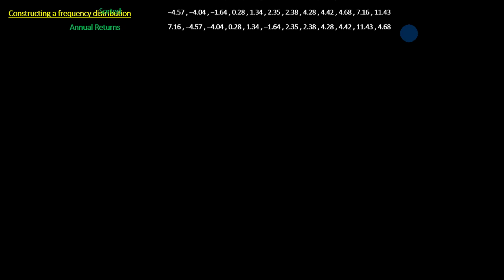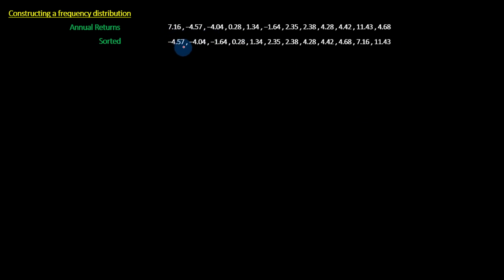the data is. So let's say you have used your holding period return formula and you came up with 12 annual returns. And these are percentages, by the way. So you have 7.16, minus 4.57, up to 4.68% of returns. Now the first step to construct a frequency distribution is to sort the data. So this is what the data looks like sorted. We have minus 4.57, that is our lowest because we are sorting in ascending order. So this is our lowest return, minus 4.57, and our highest return would be 11.43.